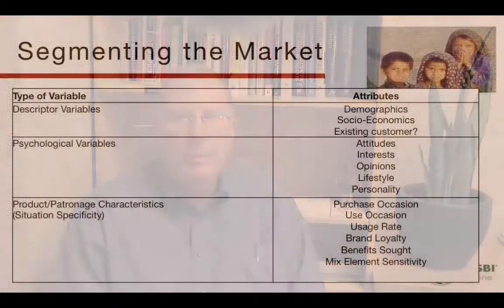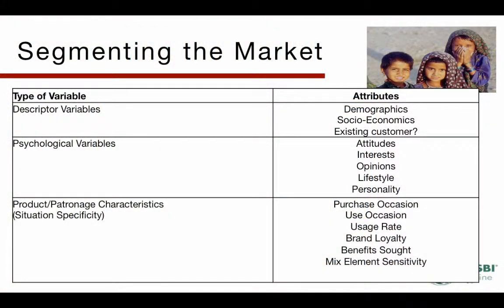And then third is the product or patronage characteristics. So how is the product purchased? Is it done on specific occasions? So is it something that is related to a particular holiday or date, or the cycle of the seasons for agriculture or other things? What's the usage rate? So do they use a little bit every day, or do they use it occasionally? Brand loyalty, benefits sought, and mix element sensitivity. So again, by looking at the different characteristics, you can find people within the market that you're going after that have the highest probability of being attracted to your product or service.